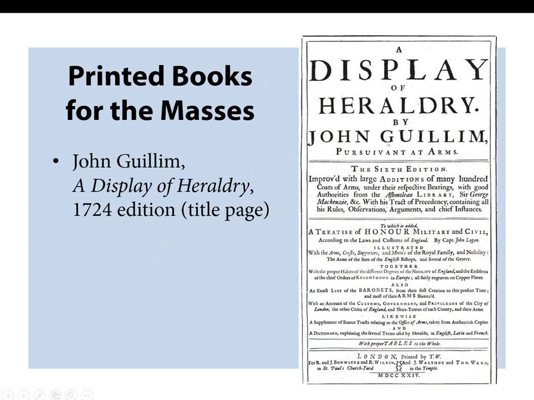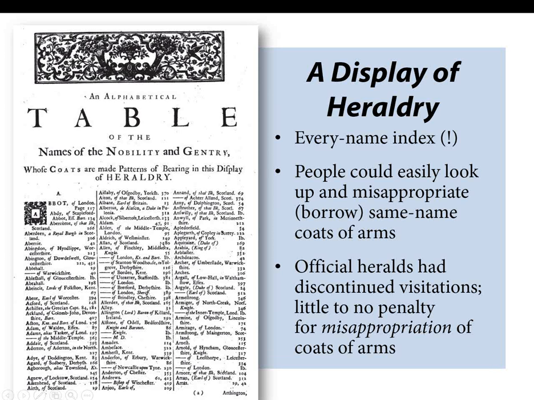And the next slide shows us how this jumped from manuscript form into printed book form, because in the early decades or generations of printing, it was prohibitively expensive to print big books with visual depictions of coats of arms. But by the early 1700s, the 6th edition of this book, John Gwillim's Display of Heraldry, as the next slide shows us, had an every name index.